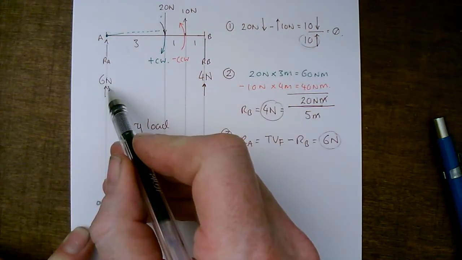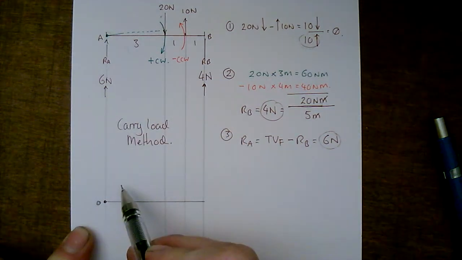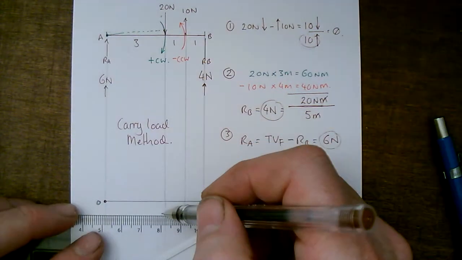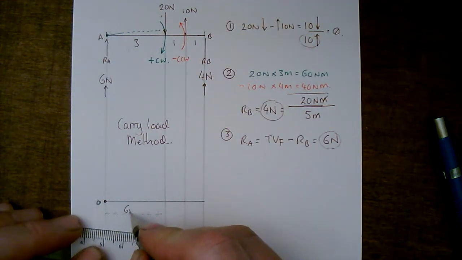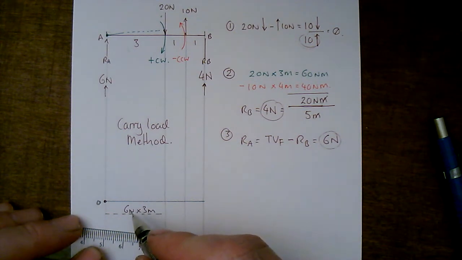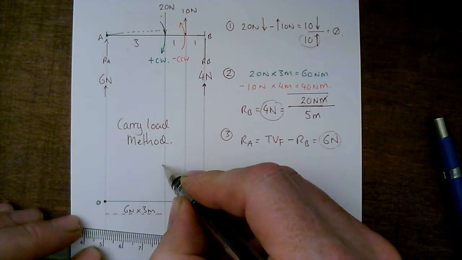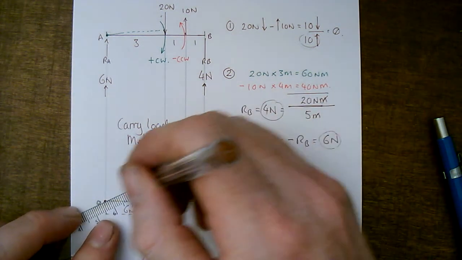So I'm going to start here at 0. We're going to take 6 newtons as an upward force. I'm going to carry it across these 3 meters. So if I do that, like so, I would have 6 newtons times 3 meters. 3 sixes are 18. So on my graph it would go to 18, like so.